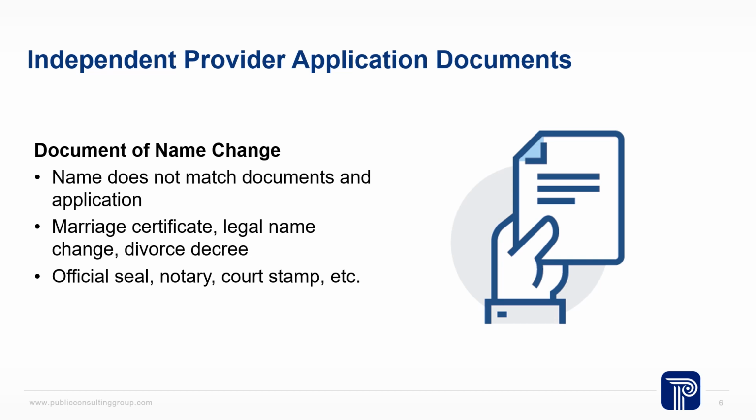You will have to submit a document of name change if there are any discrepancies between the name on your application and the name on your application documents. This typically occurs when a last name has changed. However, you will have to submit the document for any change in your name between your documents and the application. Acceptable documentation for a name change can include a birth certificate, marriage certificate, divorce decree, or a legal name change. Your document will need a seal, notary, or court stamp to indicate an official document.